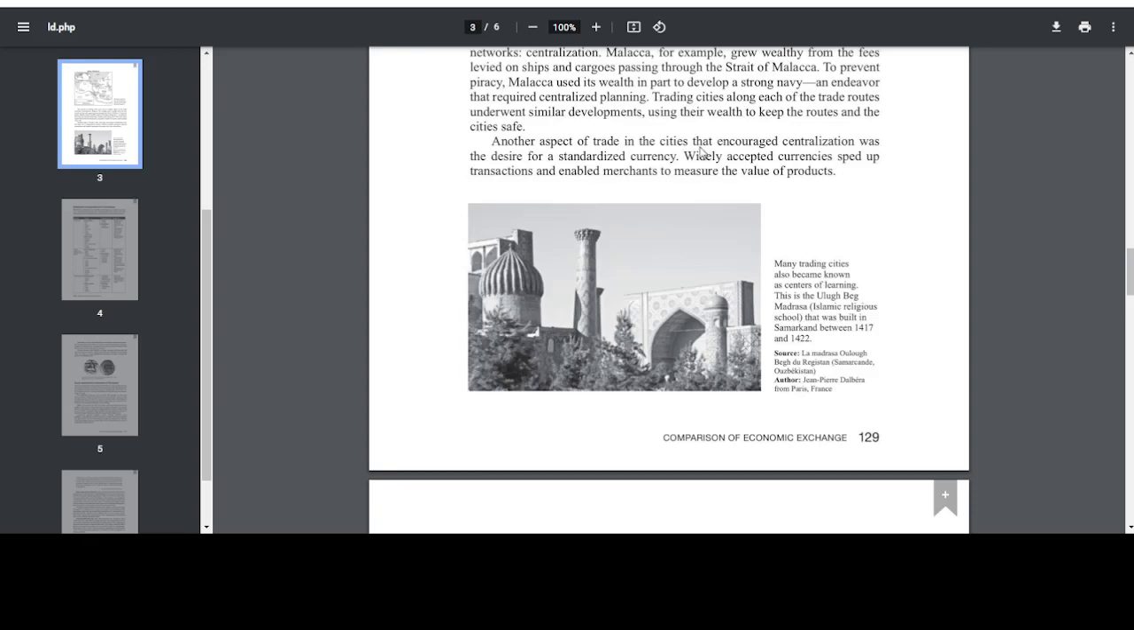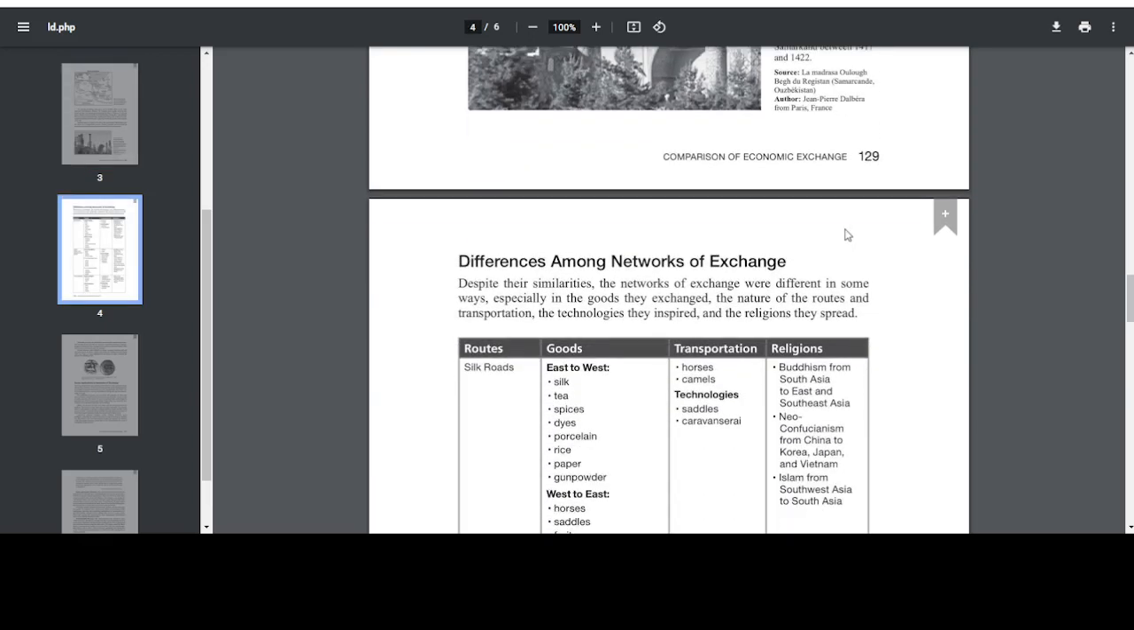And then underneath that caption area I just read, there was an image with the source, La Madrasa Olo Beg du Rajasthan, Samarkand, Uzbekistan, with the author, Jean-Pierre Dalbéra from Paris, France. With the caption, many trading cities also became known as centers of learning. This is the Ulugh Beg Madrasa, an Islamic religious school that was built in Samarkand between 1417 and 1422.